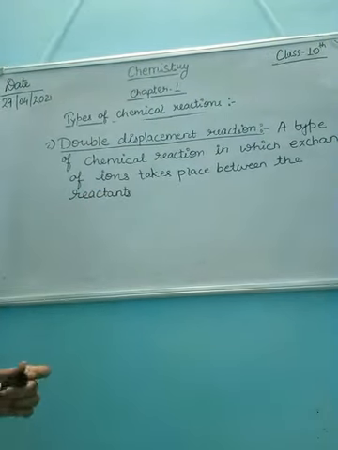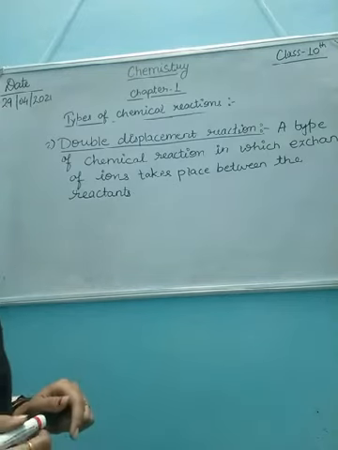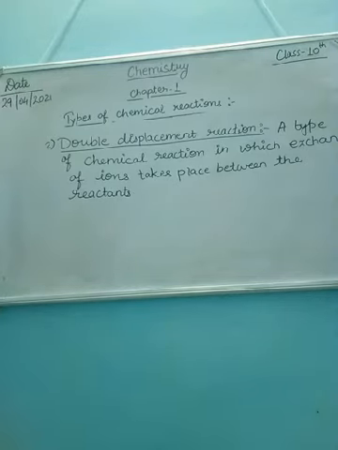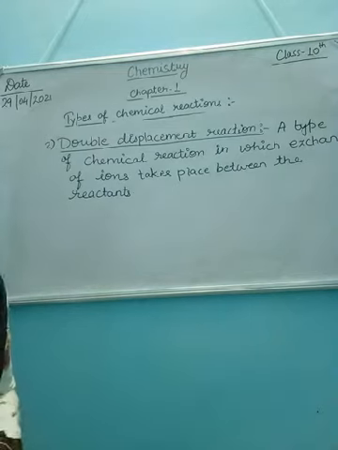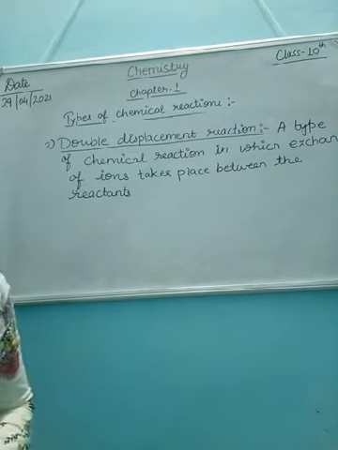What is a double displacement reaction? Double displacement reaction is a type of chemical reaction in which exchange of ions takes place between the reactants. See example.